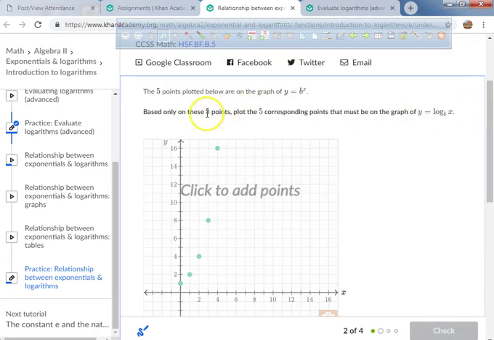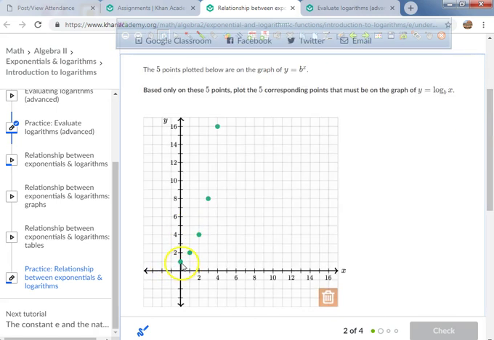Ooh, look at this. It says what? Based on only these 5 points, plot the 5 corresponding points that must be on the graph of y equals log base b of x. So, by the way, see that ordered pair? What's that ordered pair? Right there. What's that? 0 and a 1. So where am I going to put that? 1 and a 0. What's that ordered pair? 1 and 2. So I'm going to put a 2 and a 1. What's this ordered pair? 2 and 4. So I got to do a 4 and a 2. What's that ordered pair? 3 and an 8.